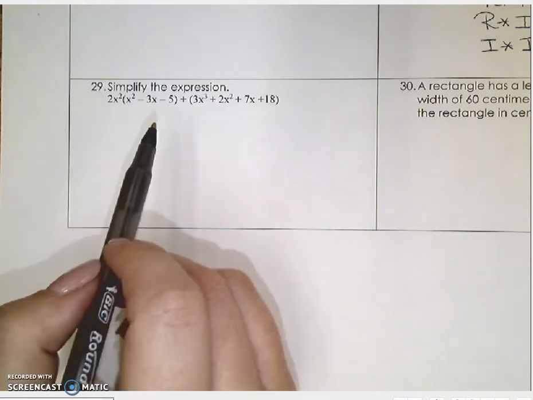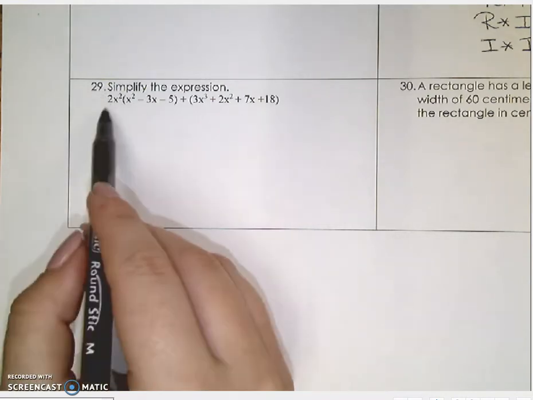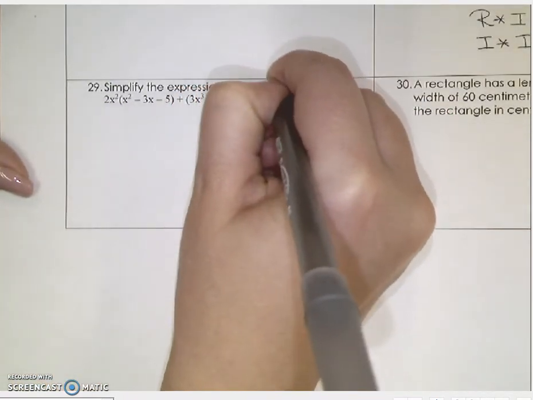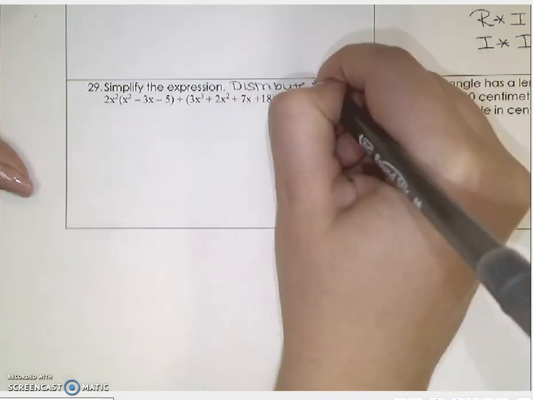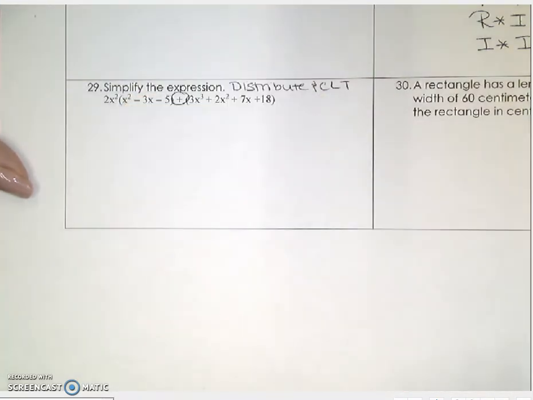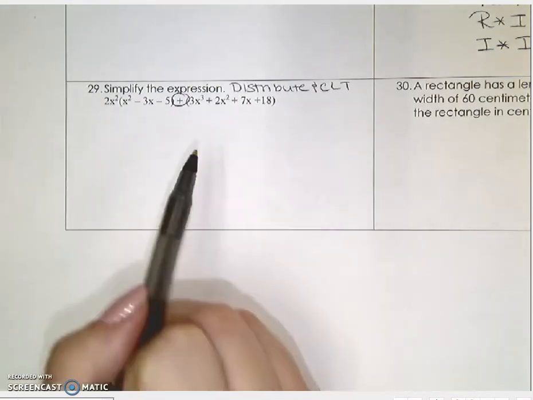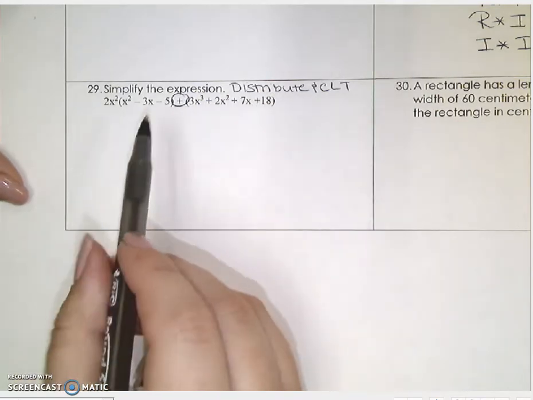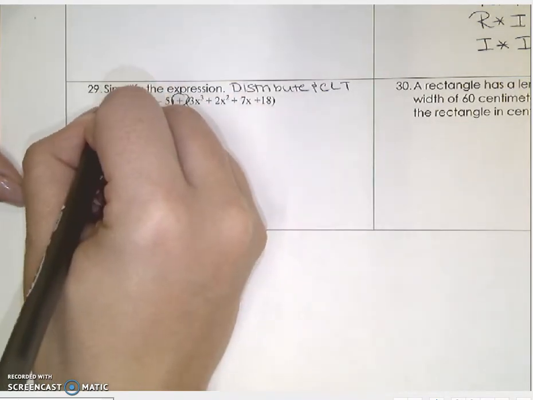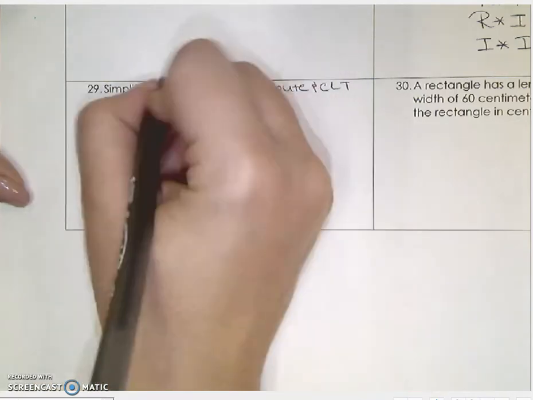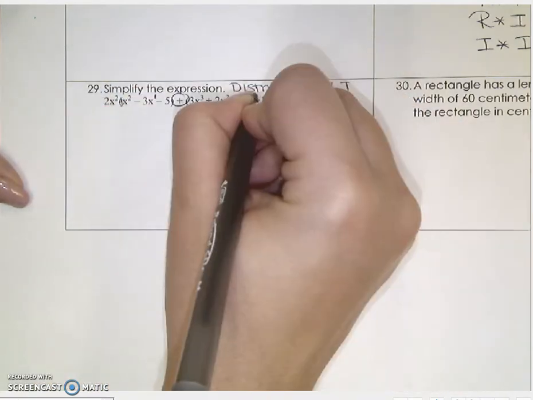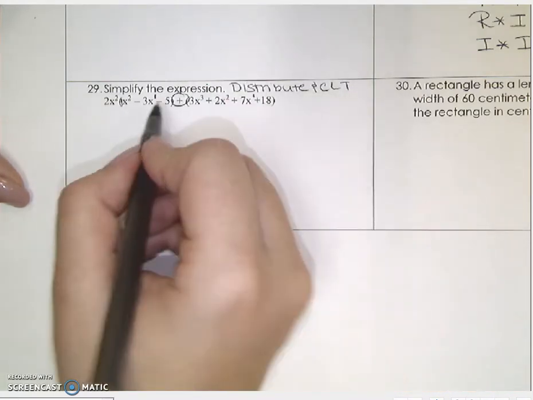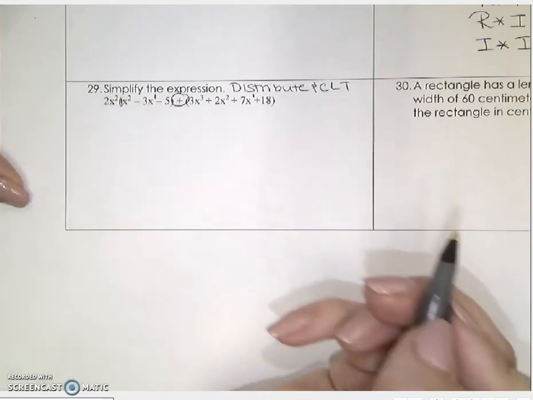So for number 29, they want us to simplify this expression, and it looks like they just want us to distribute and combine like terms. This is an addition problem, so you cannot use box distributive or FOIL. You have to distribute and combine like terms. So I'm going to start by distributing this 2x squared. I'm going to put a 1 everywhere I'm missing a 1 so that I remember to multiply the coefficients by 1 and add the exponents by 1.